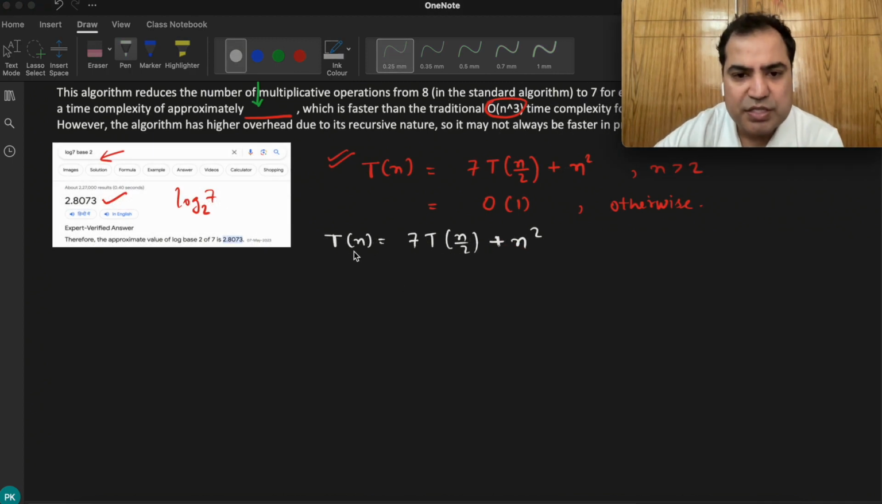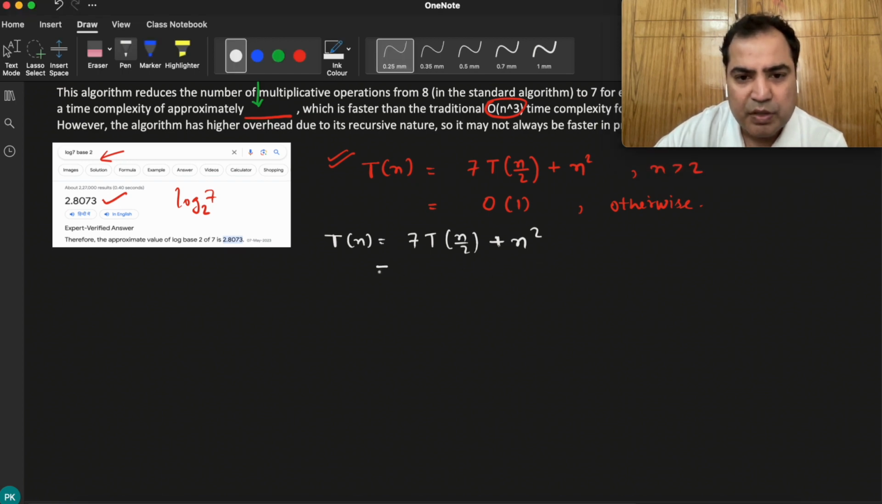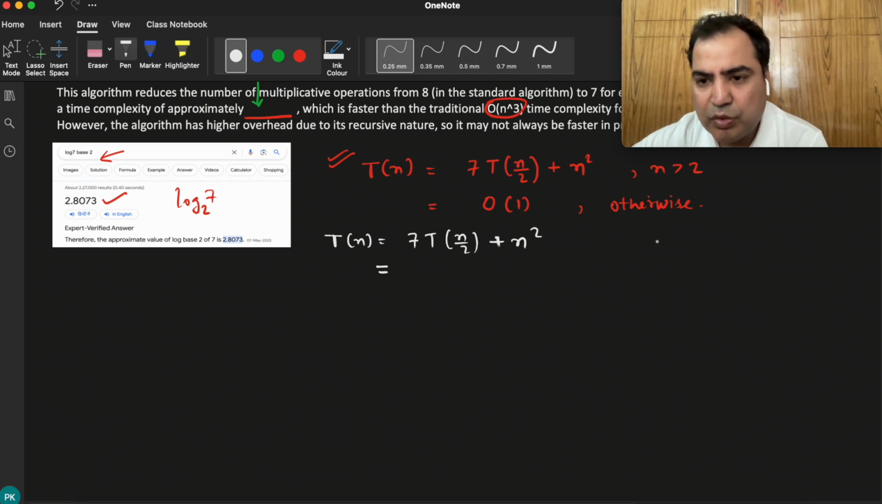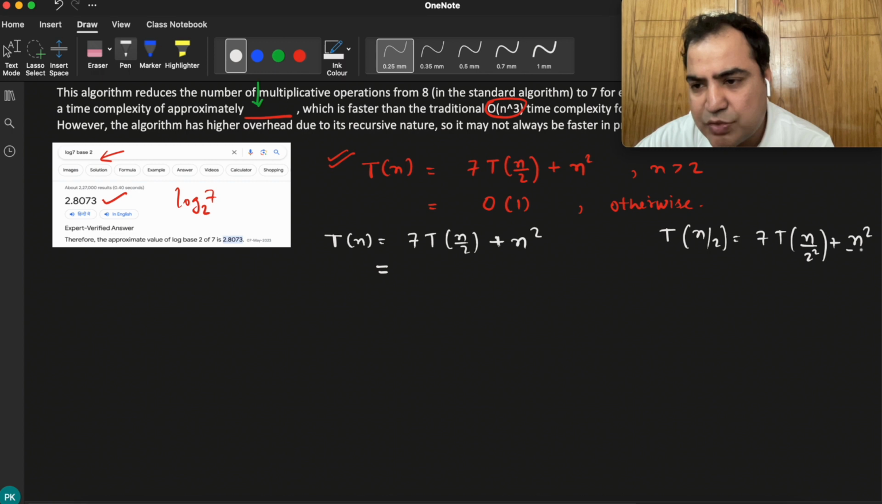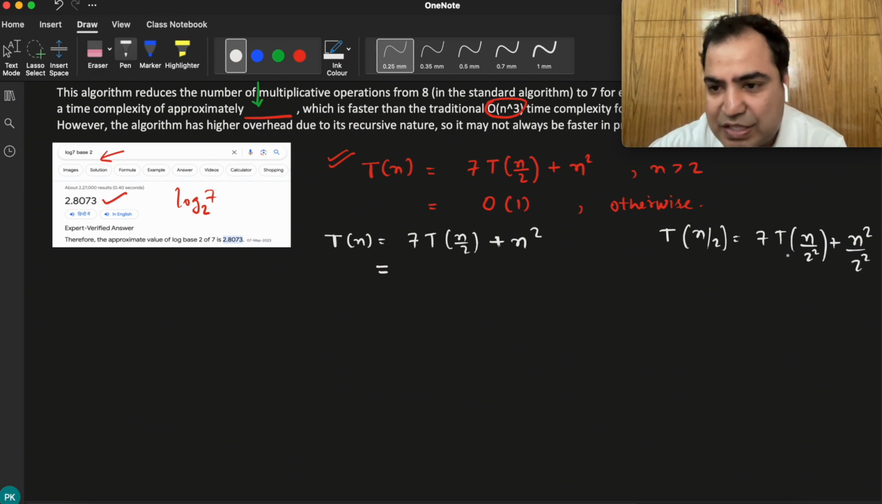So the recurrence relation is T(n) = 7T(n/2) + n^2. So what we will do, we will replace n by n/2, right? If I am going to write it separately, T(n/2) will be 7T(n/2 replaced by n/2, so n/2^2), and this will be n^2 by 2^2, right? So I will substitute this value here.